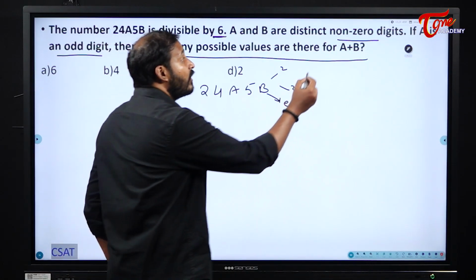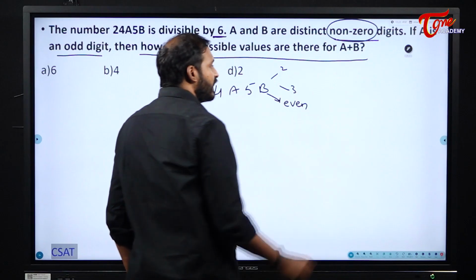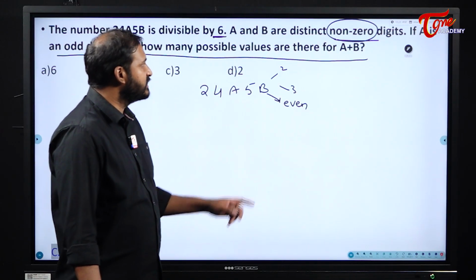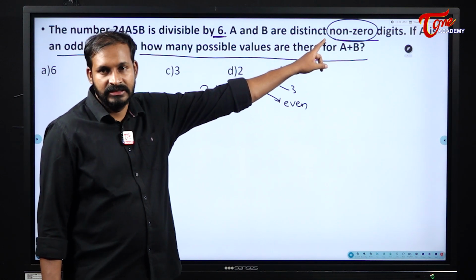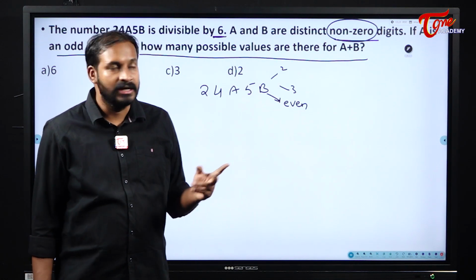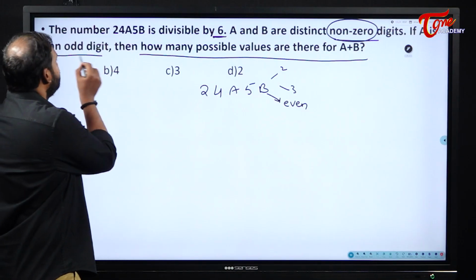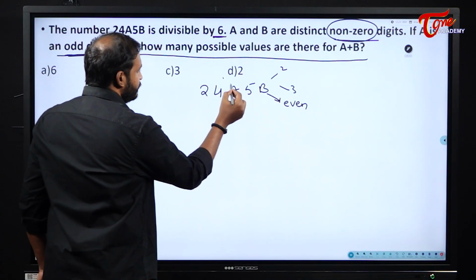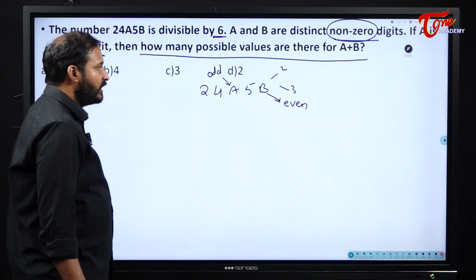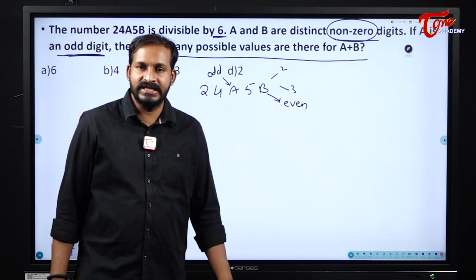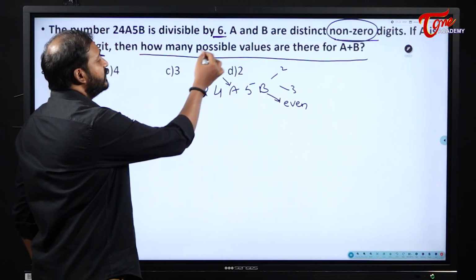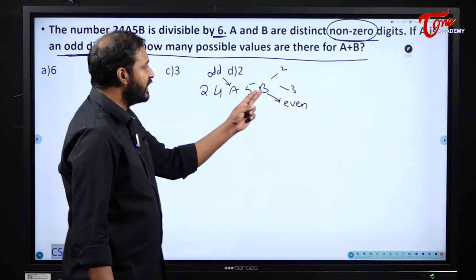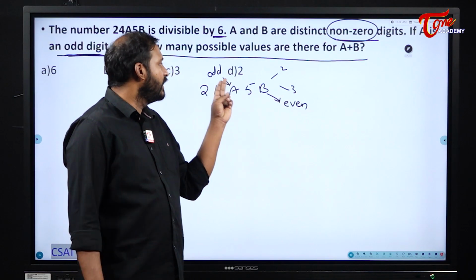Why am I not taking 0? Non-zero digits, sorry. I cannot take B as 0 also. The reason is, they are distinct non-zero digits. That means A and B values cannot be equal. And next, very clearly they said that A is an odd digit and B is an even digit. Now it should be divisible by both 2 and 3. From this, I can tell that B is an even number and A is an odd number.